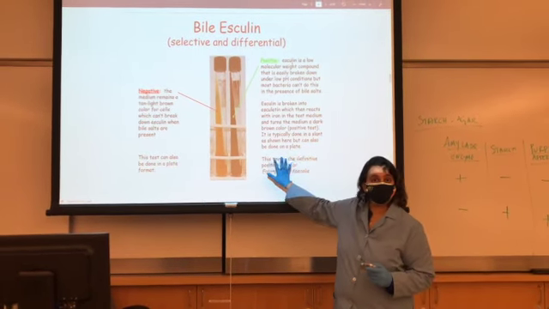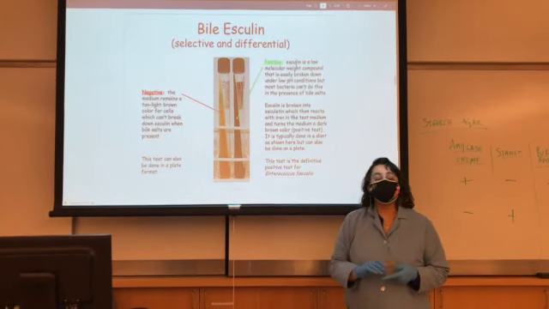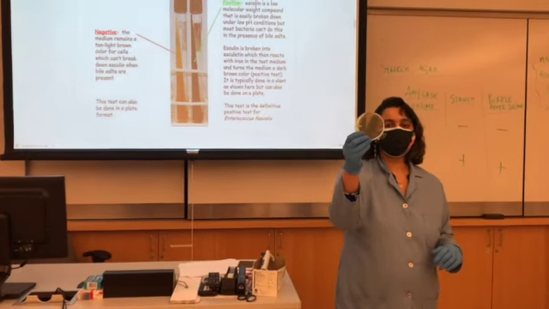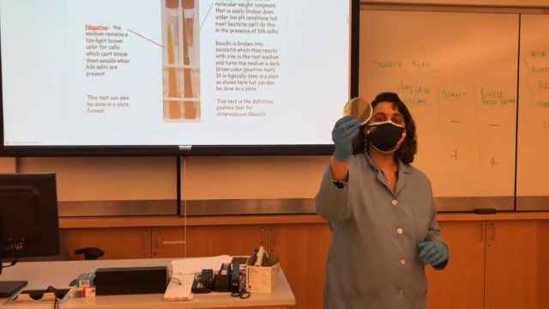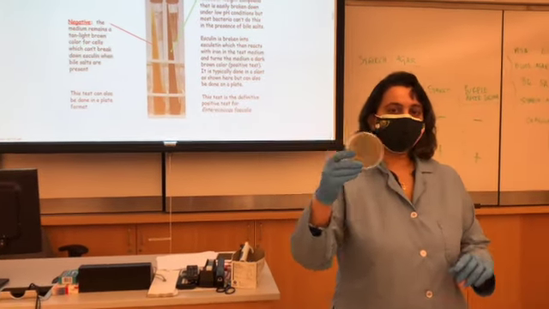In this picture in your PowerPoint, they did the test in slants, but in our microbiology lab, we do this in petri dishes. This is bile esculin before the bacteria was added. Let's take a look at the result.